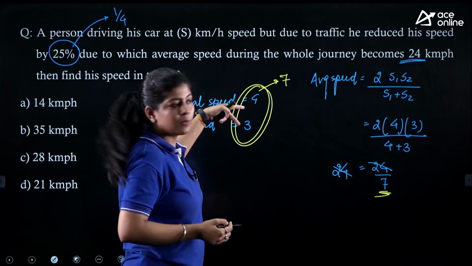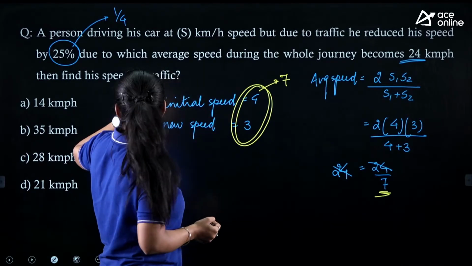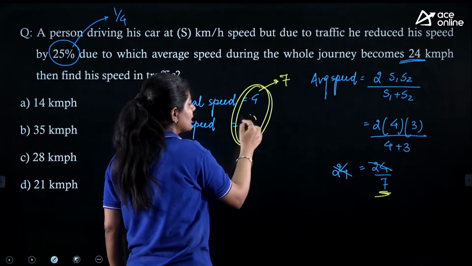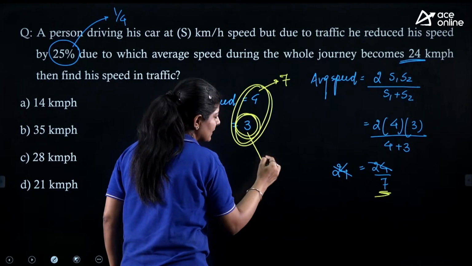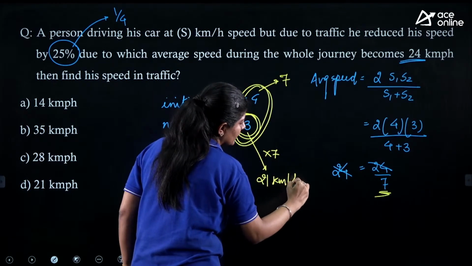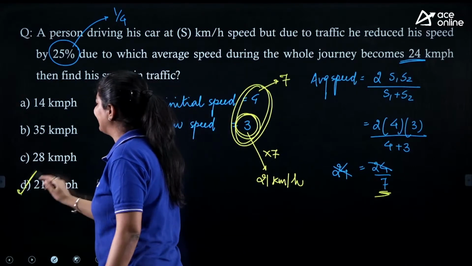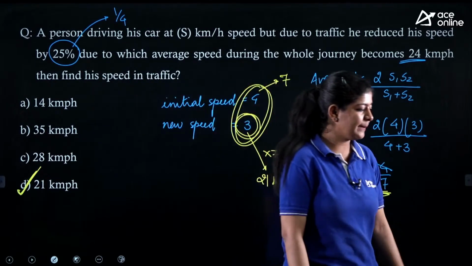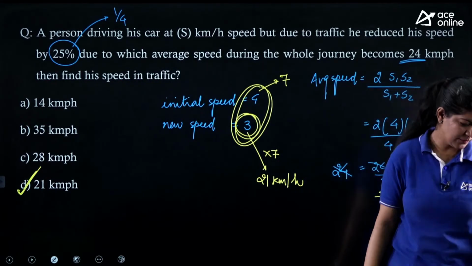Because this is the assumed one, not the actual value, and we need to find out his speed in the traffic. His speed in the traffic is 3 into 7, the speed that I got is 21 kilometers per hour. Option number D is the correct one.